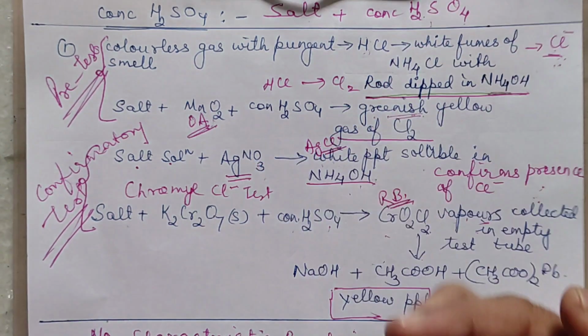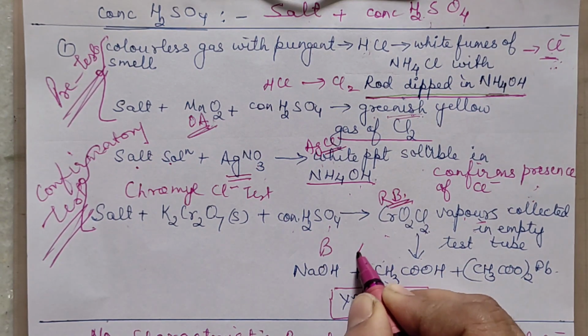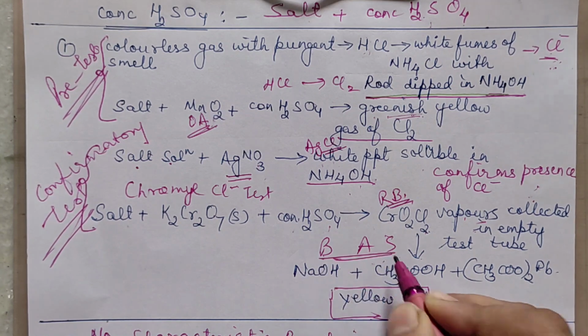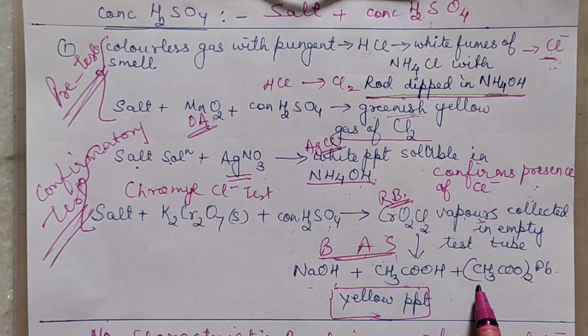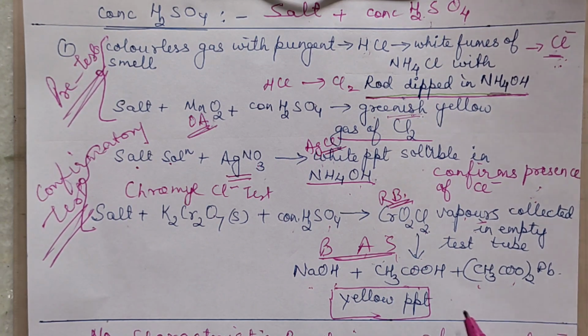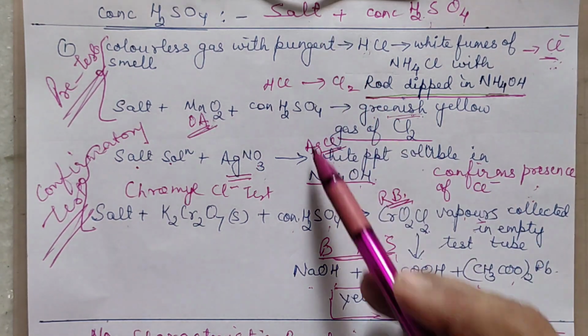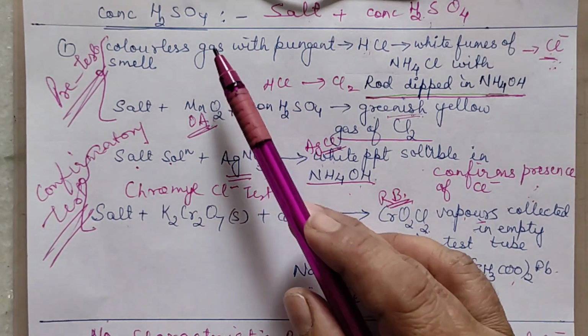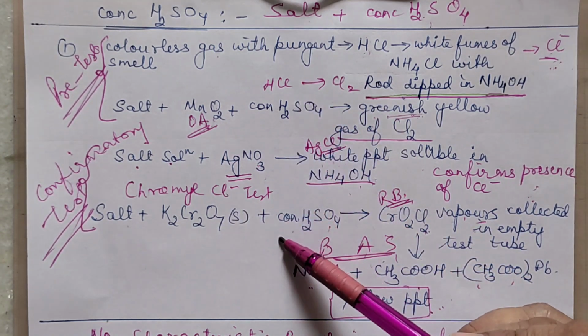In this empty test tube, now you add three things. Which three things? You can remember like that: BAS. B is base, NaOH, A is acid, acetic acid, S is salt, lead acetate you're adding. You will get a yellow PPT. Even this is confirming the presence of chloride ion. So if it is chloride, you will be writing these four. First two pre-test, then these two confirmatory. There are two pre-tests and two confirmatory.